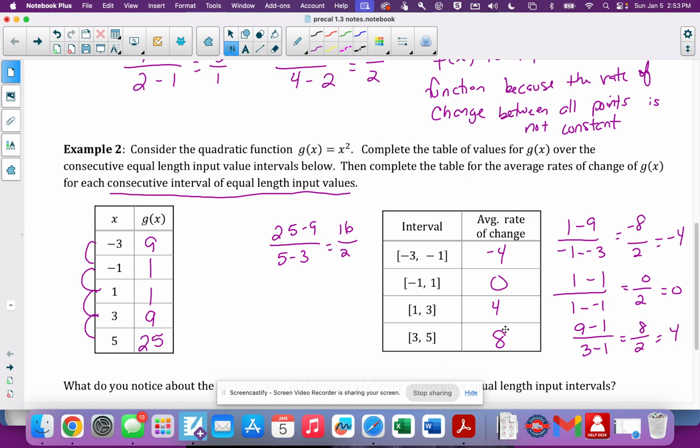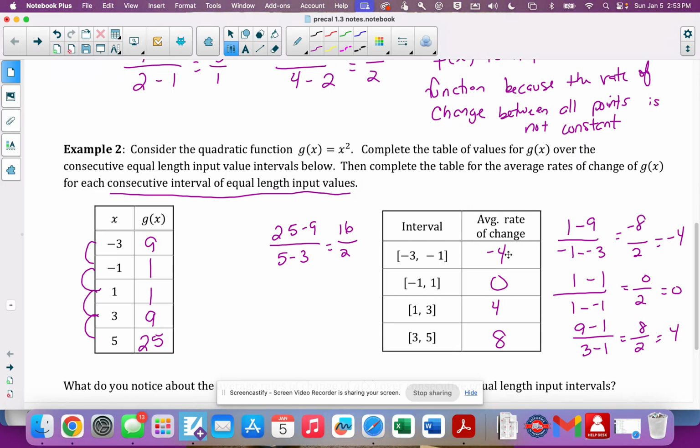Okay, so we found all of our average rates of change. These are very obviously not constant, right? So this is not linear. We know this just because they're not all the same output. But if you take a look at what's happening with those average rates of change, this is where we're going to talk about getting into the differences in your y values, okay?